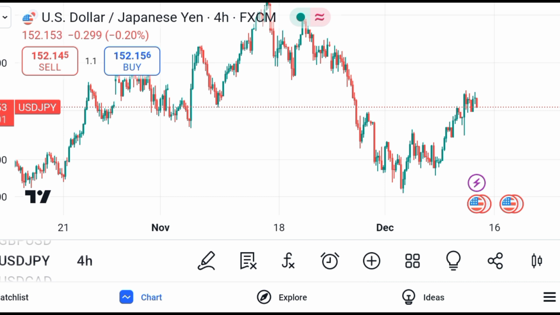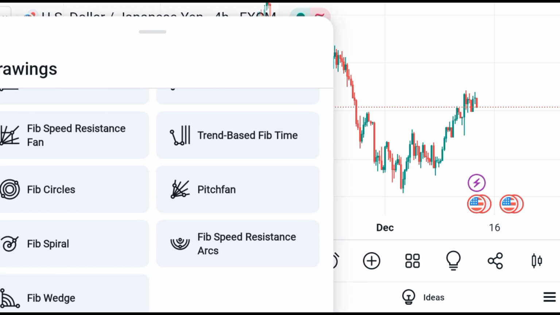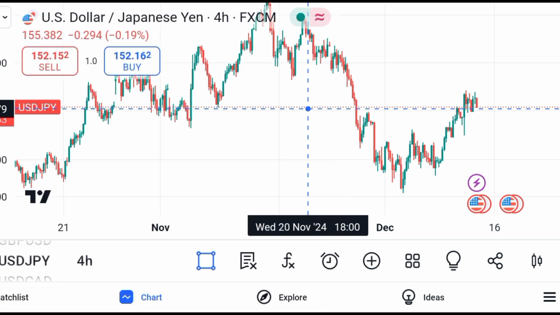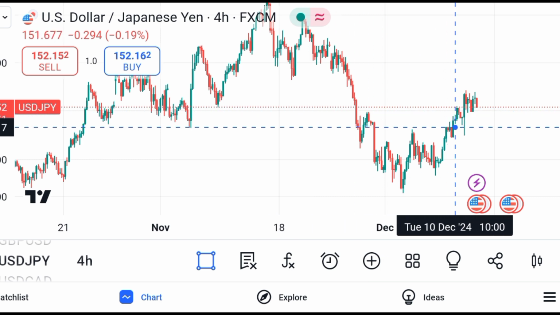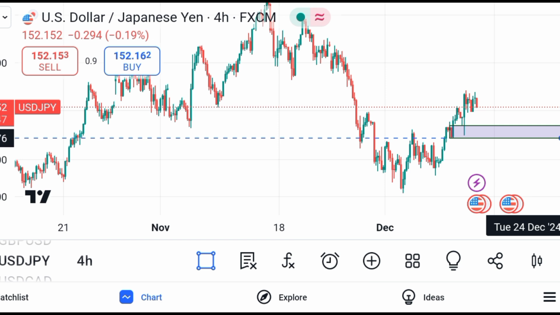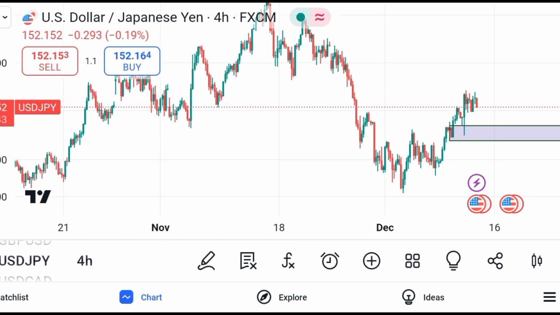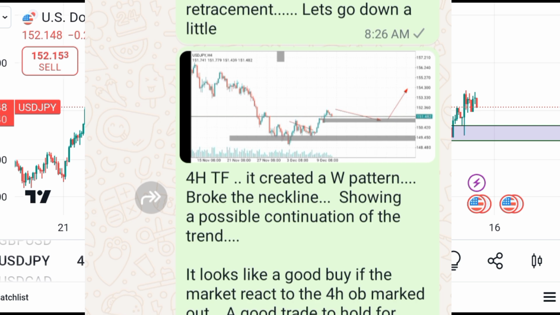Okay, I made an analysis for my students a day before, 2 days before this recording. I don't know where you're going to be watching it, but I made an analysis for them 2 days before this recording, and I gave them this particular zone to buy from. In fact, I'm going to play it on the screen now so that you see.